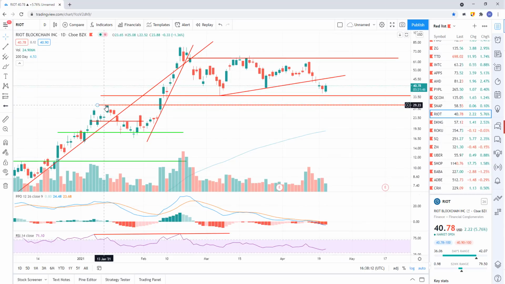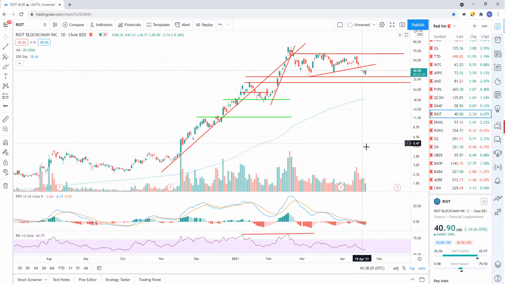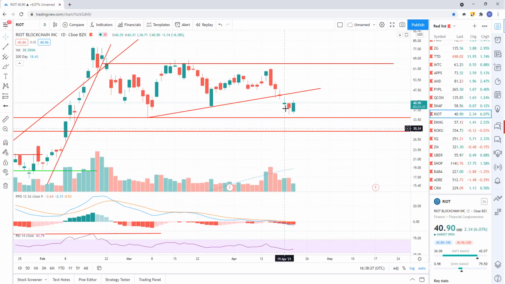If we break down, we do have a little bit of support. This was former resistance right here at about 29.30. You can see the resistance, impulsive candle breaking through that. So that's likely going to be your level of support, about 29.30 or so, right in there. So watch Bitcoin is really what I would say.